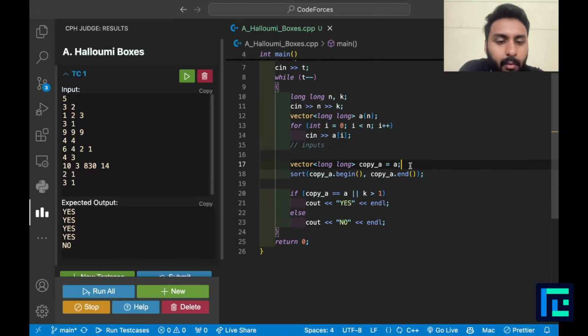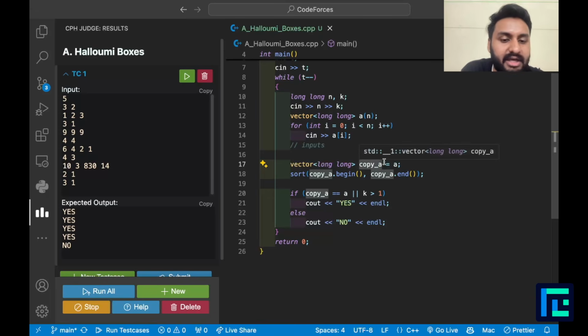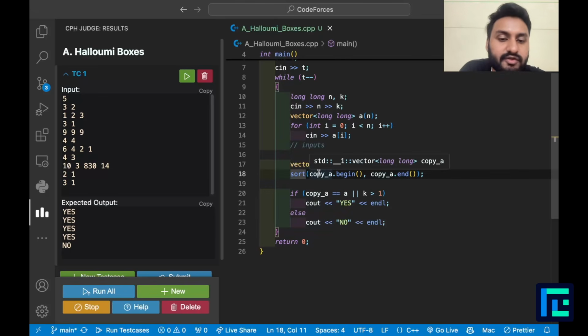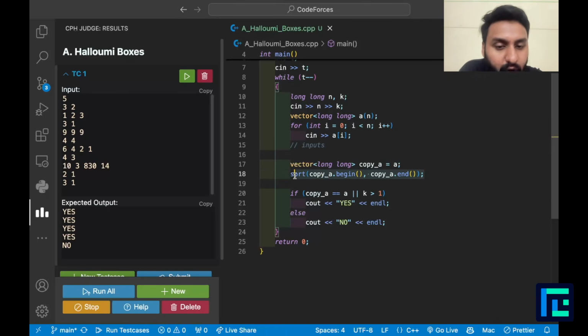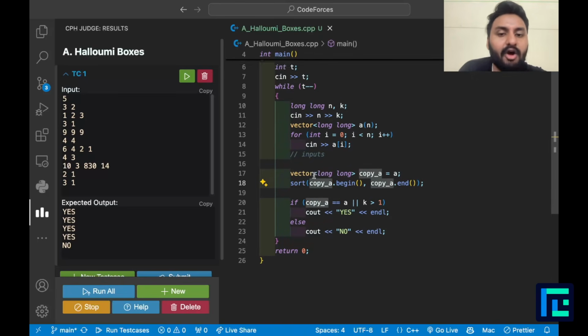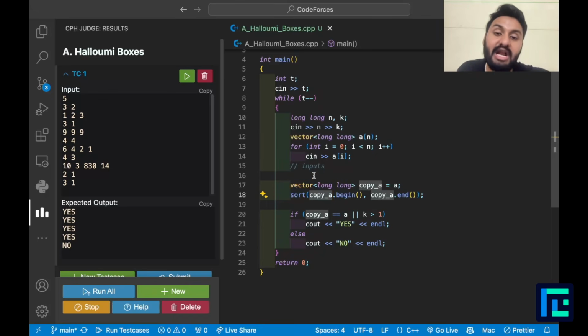Now moving on. What I have done is I have created a copy of this array. By simply writing copy a, that's a variable name I take, I said copy a equals a. That means now copy a stores exactly a as it is, in a copy format. And then I'm going to call an STL function, sort, and sort this copy a from start to end. This creates a sorted a indirectly for me that is now visible in the copy of the vector. And why am I doing this? Because I want to check whether the initial array was sorted or not.